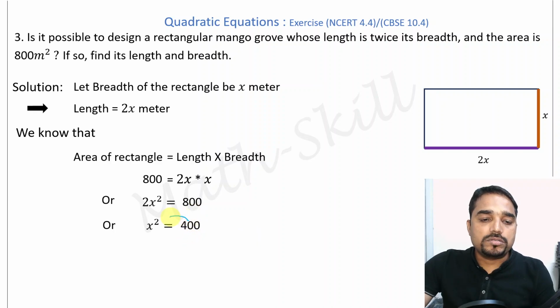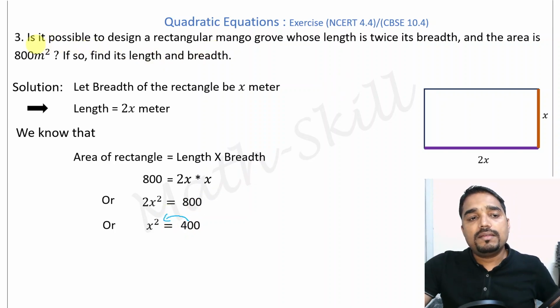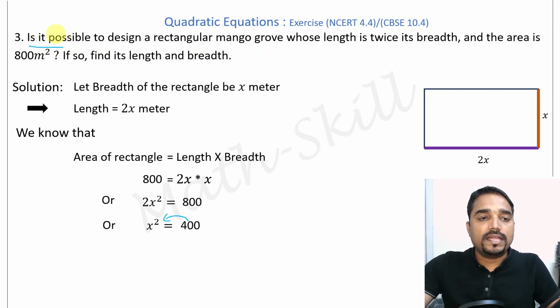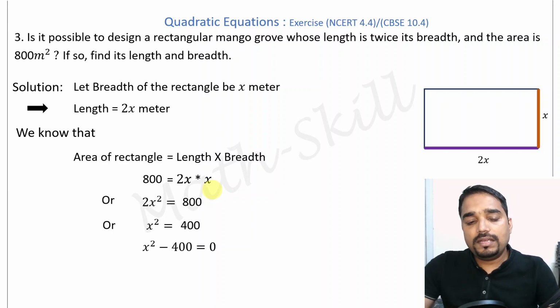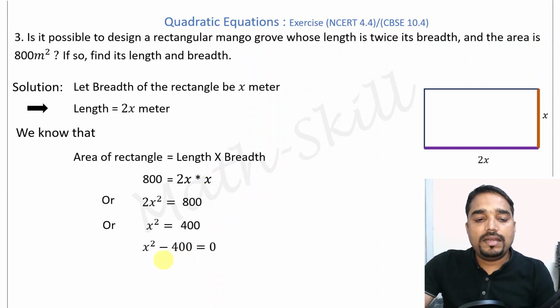Now, let's transpose the 400 towards LHS to find out whether it is possible to design, which is the first part of the question. For that, we will have to convert the equation into the standard form, that is, upon transpose x square minus 400 is equal to 0. Since this equation does not have an x term, let us add an x term by adding 0, that is x square plus 0 into x minus 400 is equal to 0.